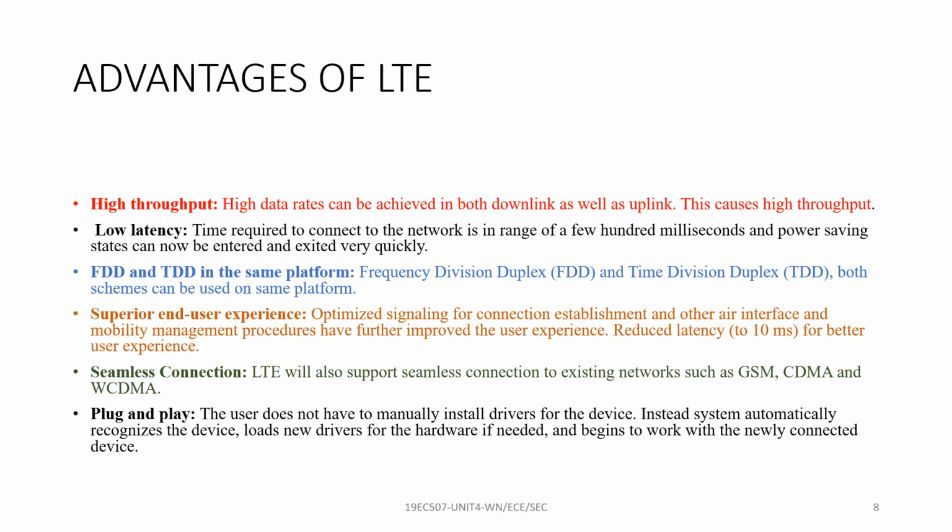So now, after the discussion of LTE architecture, let us spot out the major advantages of LTE. This system offers a very high throughput because we have high data rate in both downlink as well as in uplink. Then this is a low latency system.